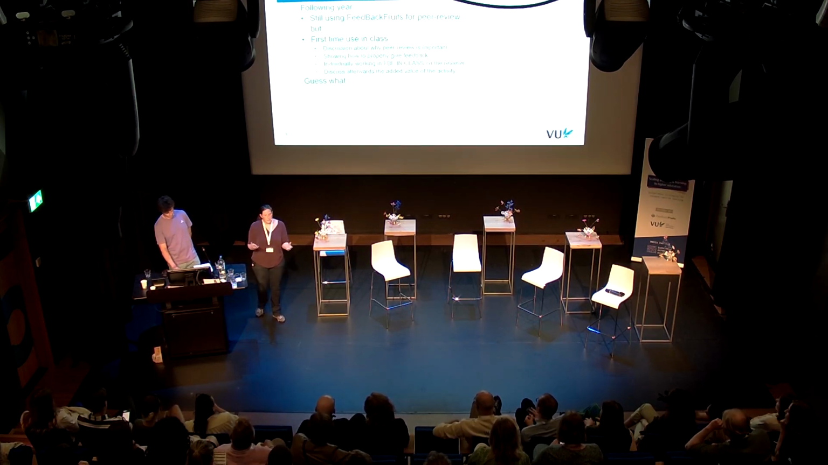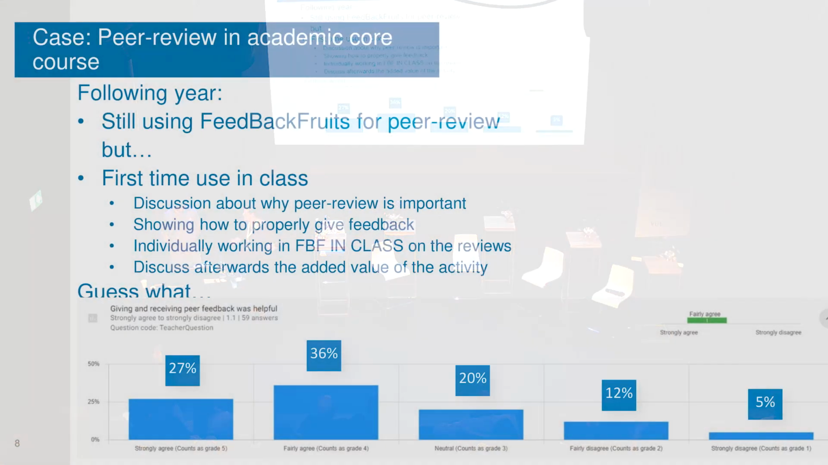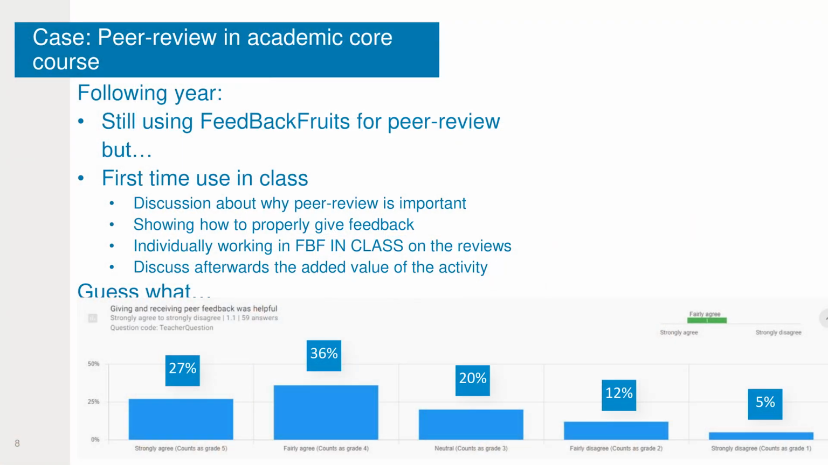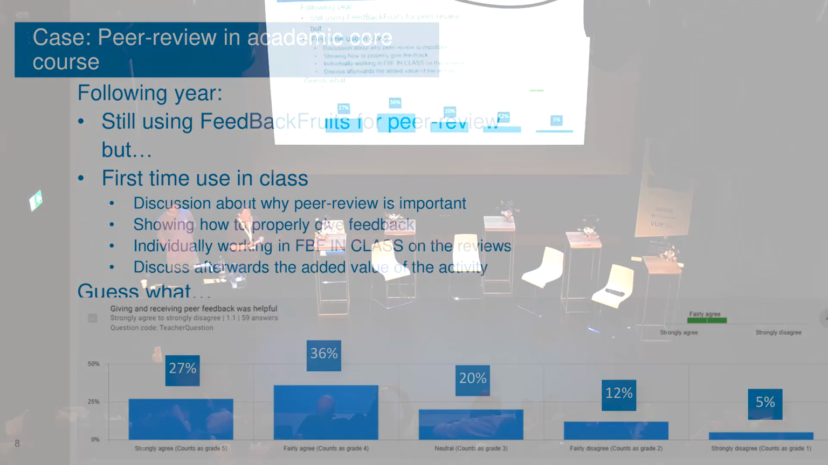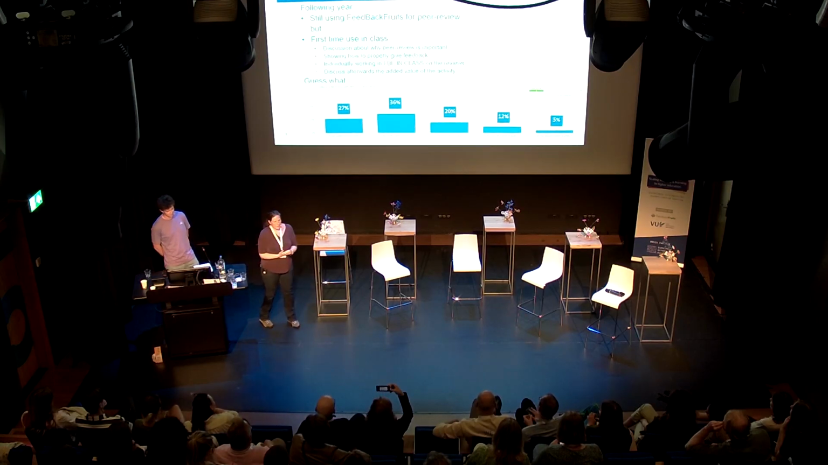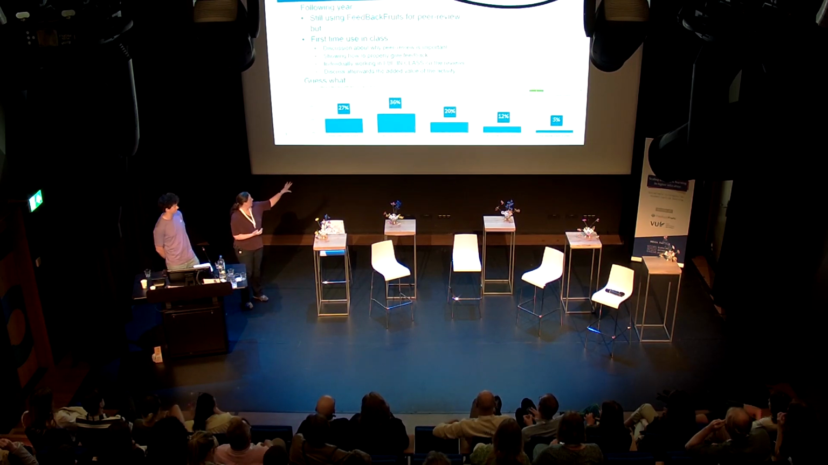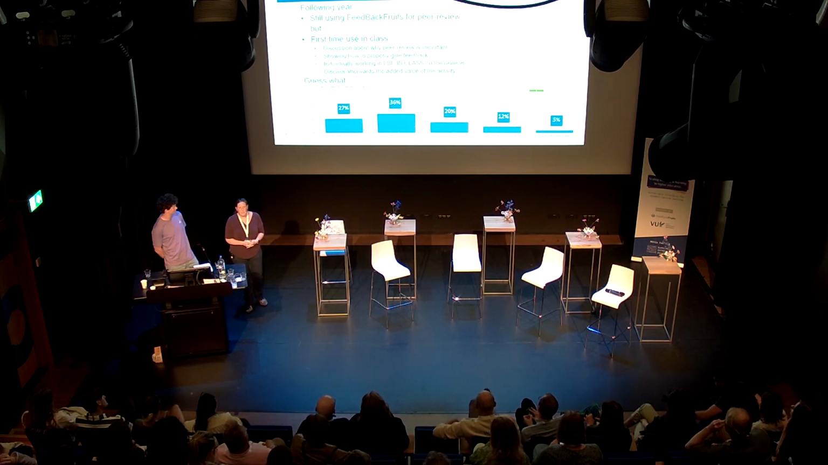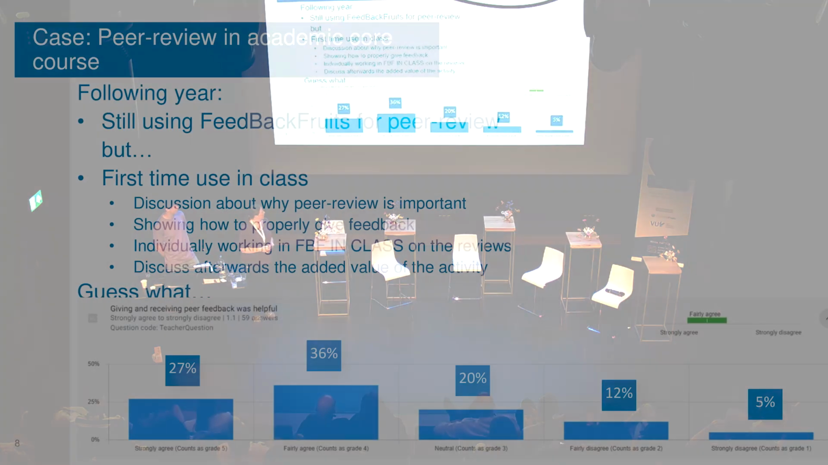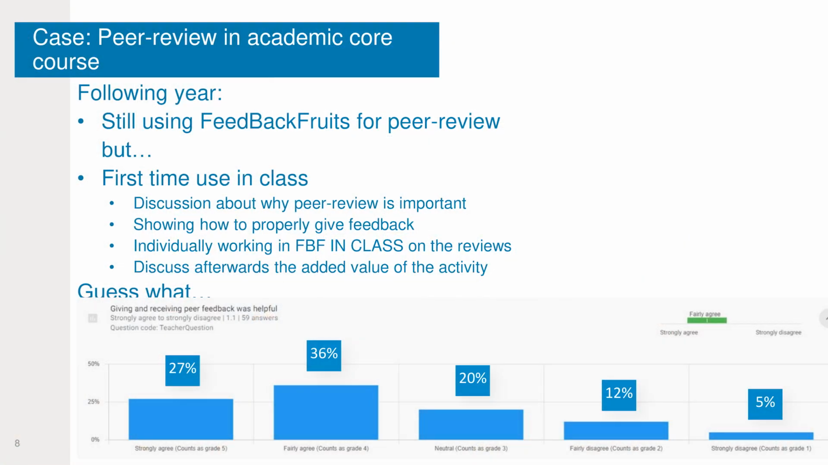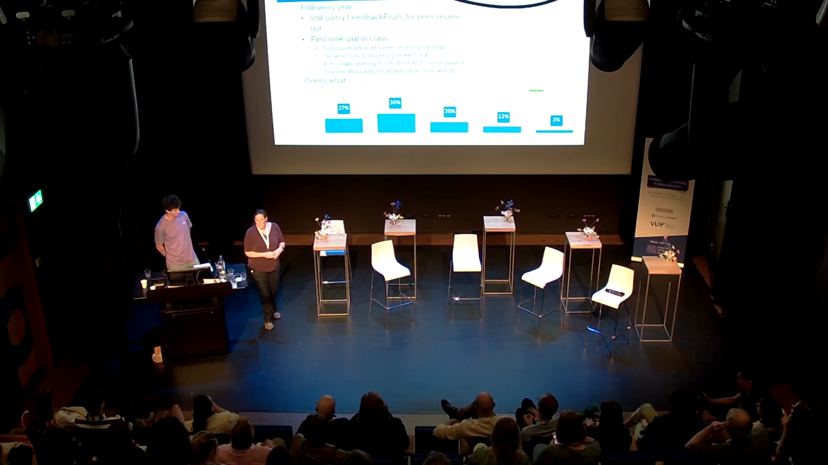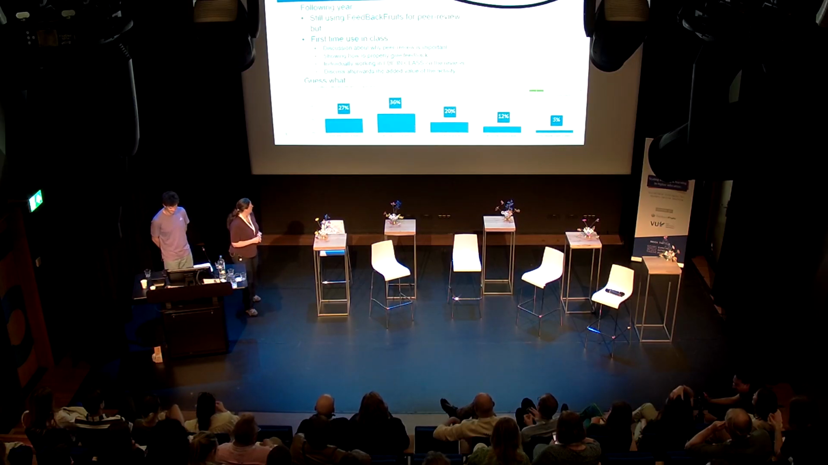And guess what? Hey, that better, right? Yeah. So a lot of students thought that receiving and giving feedback was helpful. So when we look at strongly agree and fairly agree, that's more than half. And neutral, because, well, when you're in your first year, you don't want to immediately have an opinion. So we also have a lot of people in neutral.